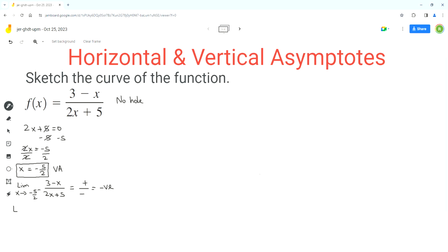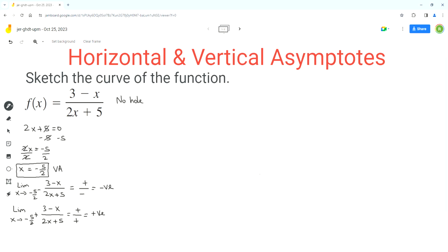Now we can apply the limit on the right side. So limit x approaches -5 over 2 from the right side of (3 minus x) over (2x plus 5). For this limit, we can use the x value to the right side of -2.5. So for example, -2.4, and that will make the numerator positive and the denominator also positive. So the overall value for this limit will be positive.